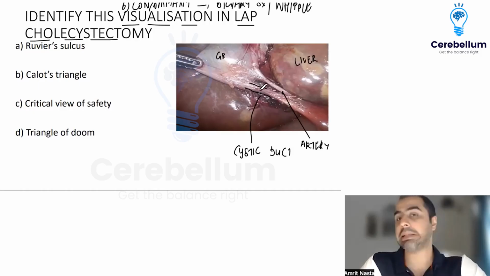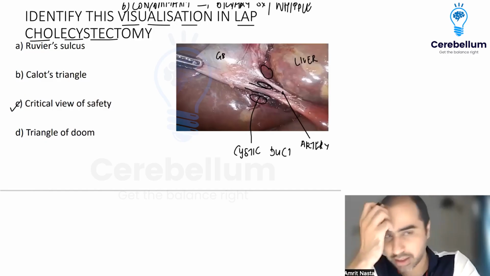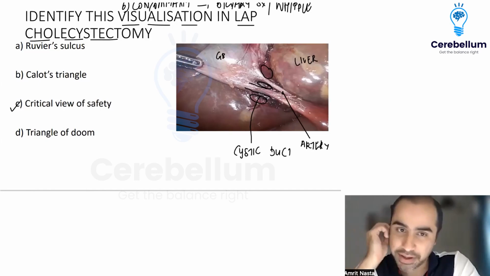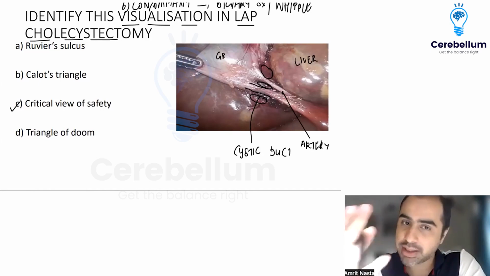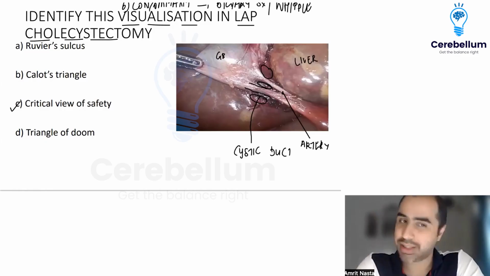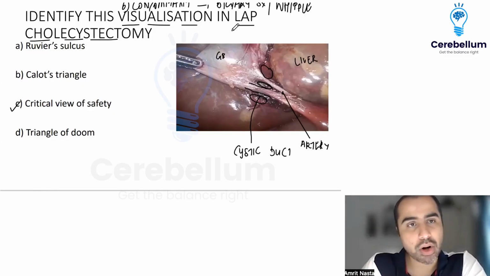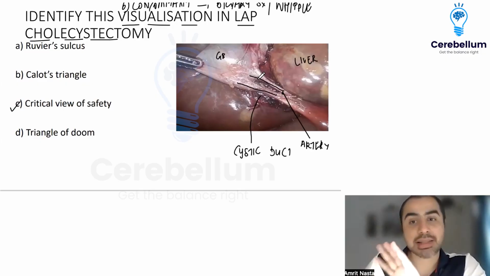So this appearance of artery and duct entering the gallbladder, and some liver in the background, this appearance is called the critical view of safety. Till I don't get a view like this, I will not proceed with cholecystectomy. So this is a mandatory step when you do cholecystectomy. All these three things should be visualized: the duct, the artery, and the liver in the background as separate structures.